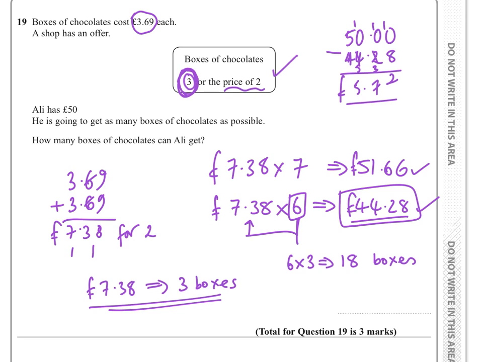Now what he'd have to do now is he'd have to buy 1 box without the deal, okay? So he'd have to buy another box, that is £3.69, so that would leave £2.03 left over, and that would give him 1 more box, so he'd be able to buy 19 boxes of chocolates altogether, and he'd have £2.03 left over, which wouldn't be enough to get another box of chocolate.